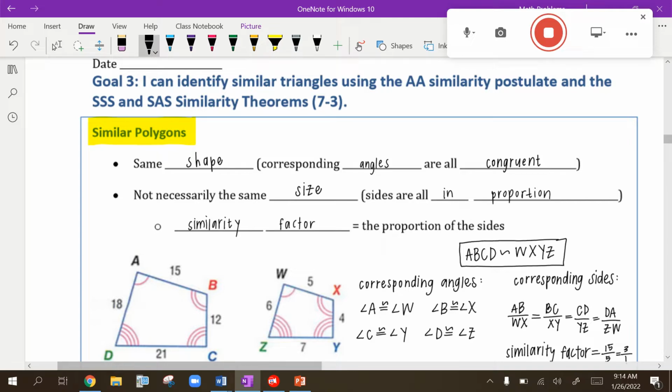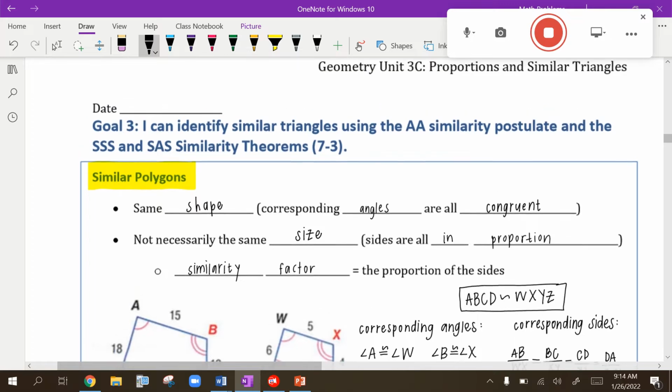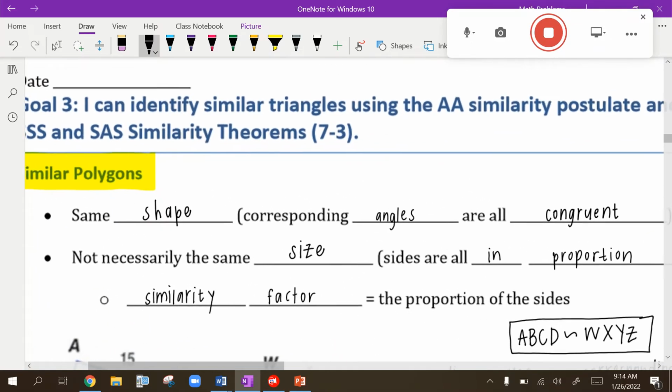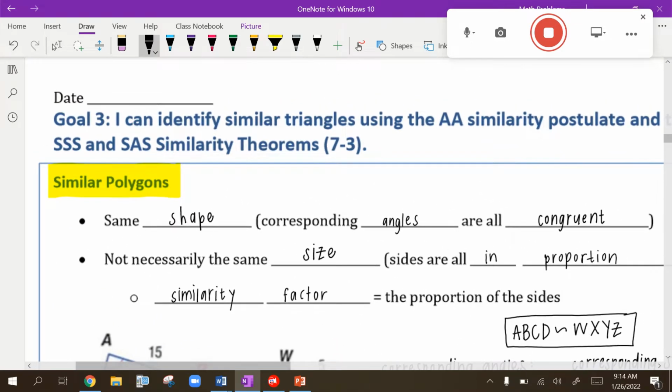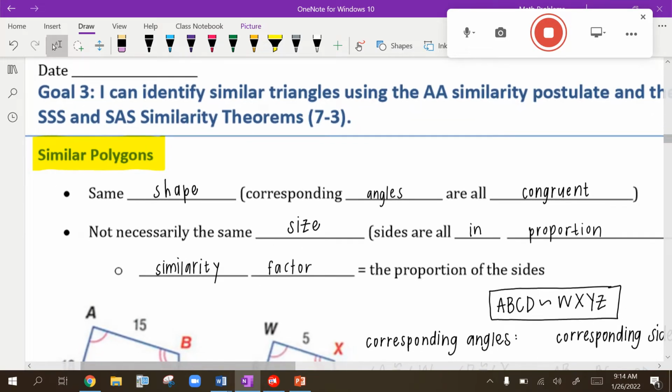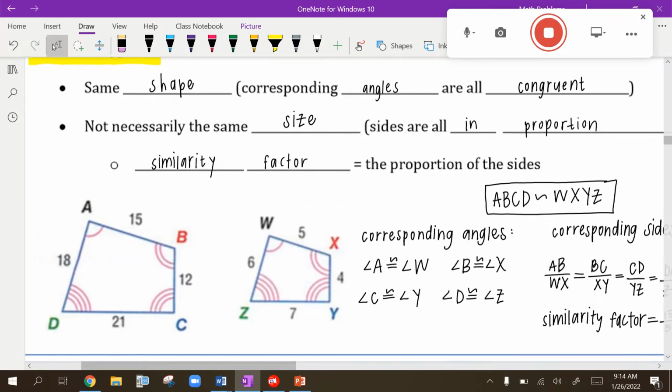So first, what is a similar polygon? They have the same shape, which means all the corresponding angles are congruent, but they're not necessarily the same size. All the sides have to be in proportion. The proportion of the sides is called the similarity factor, sometimes called the similarity ratio. Let me give you an example.